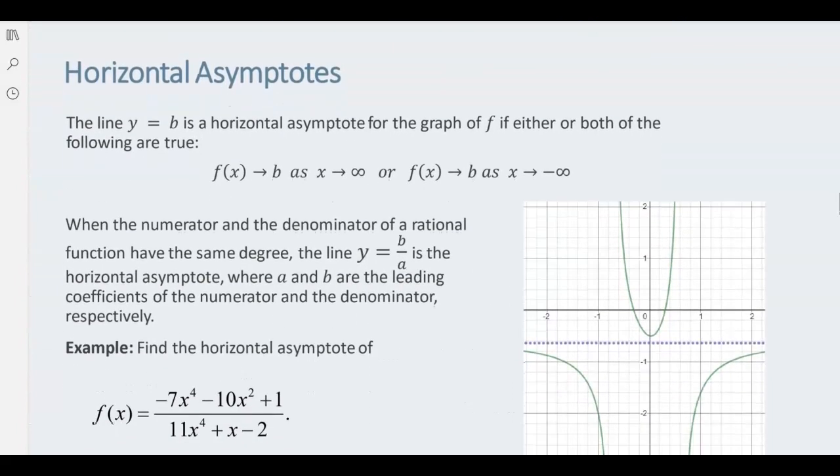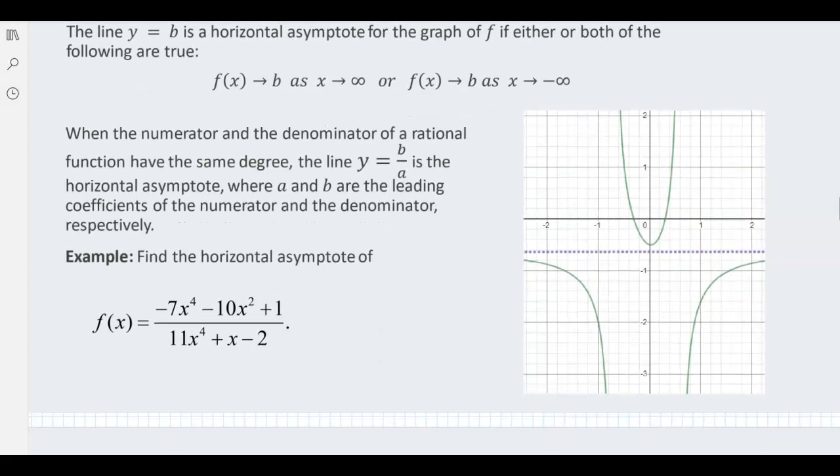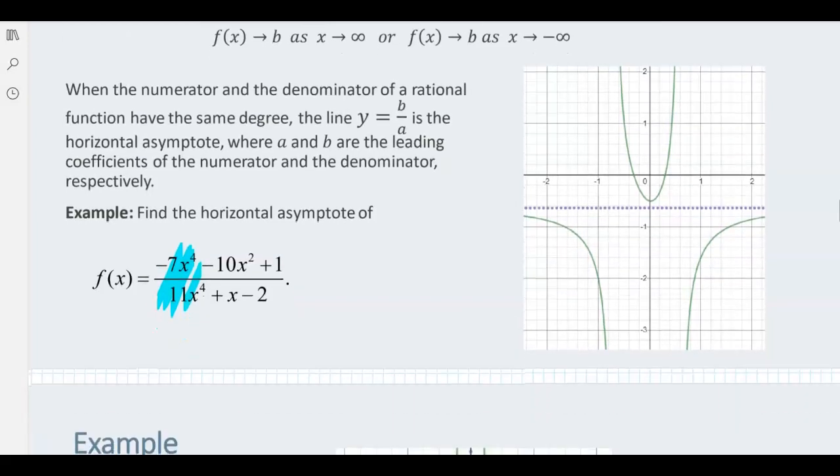This slide is talking about horizontal asymptotes. Horizontal asymptotes happen in different possibilities. This first example is one where the degree of the top and the bottom are identical. They're both to the 4th power in this case. And the horizontal asymptote ends up being a combination of just the first two terms. Let's talk about why that is.